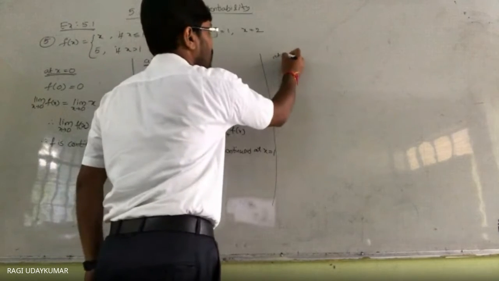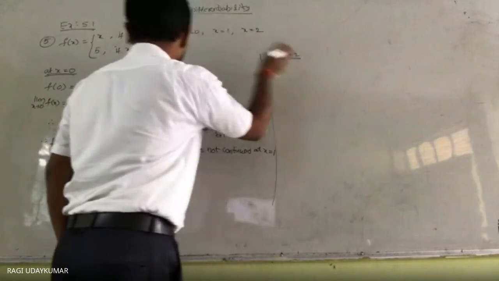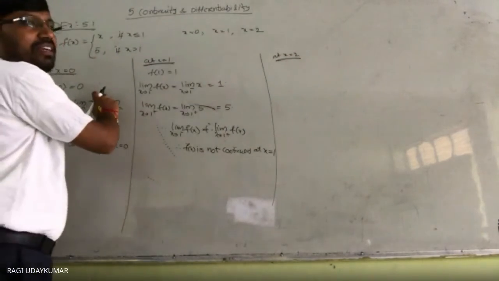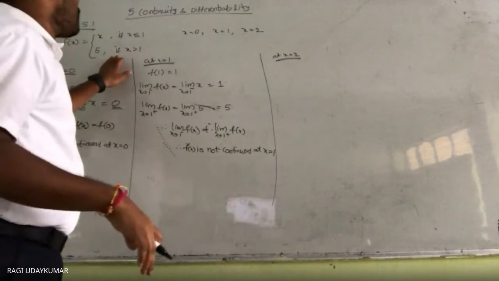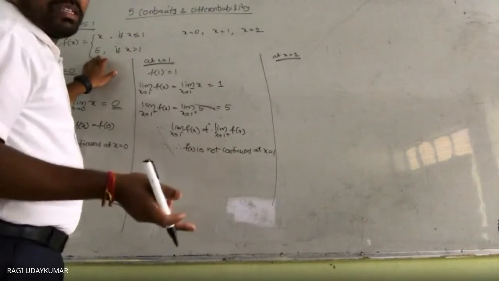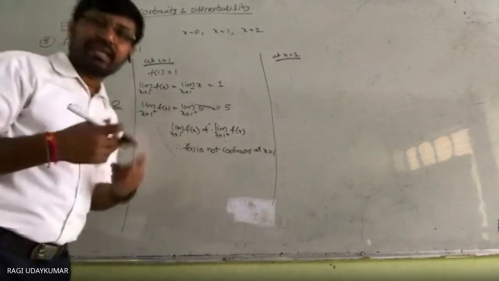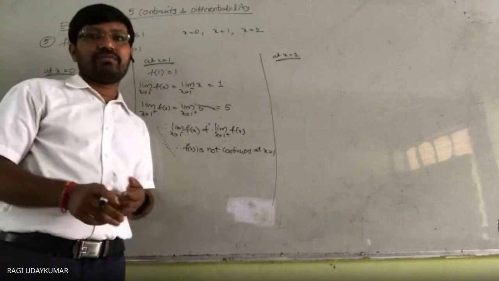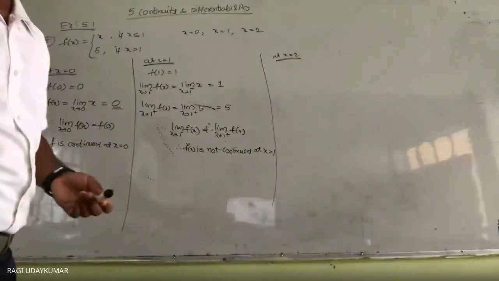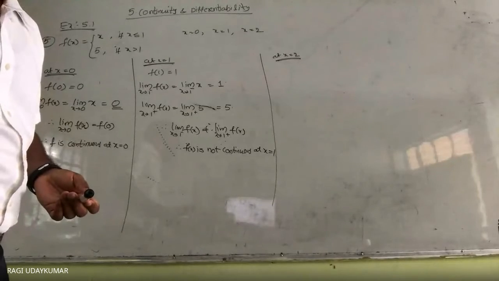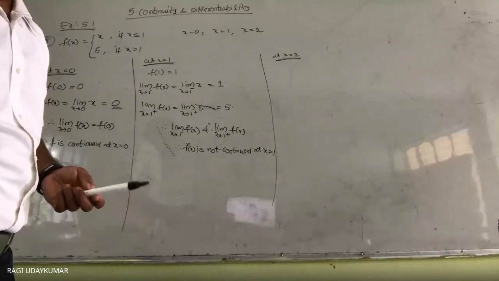Next, at x equals 2. It is the same, like this. No need of left hand, right hand. At 2 we get 5. F of 2 is 5. Limit x tends to 2 of f of x is also 5. Isn't it? Did you understand?